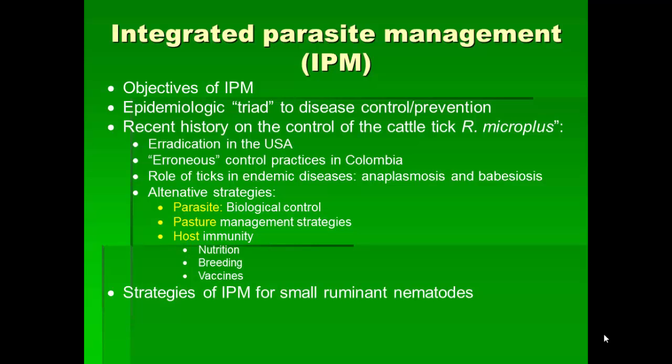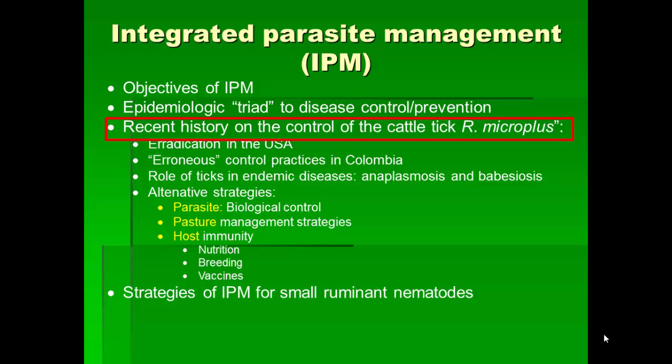Here is what will be covered throughout this presentation. We will start by setting the objectives of an integrated parasite management. We'll use the epidemiologic triad to disease control and prevention as a guide or a frame, if you like, to allocate the strategies that can be used in any management program. We cannot address all the methods of control for all the different parasitic problems out there, so we will use the cattle tick, Rhipicephalus microplus, as an example, because it's the one that we have worked the most in our part of the world. But in reality, the basic principles could probably be applied to most other parasites.